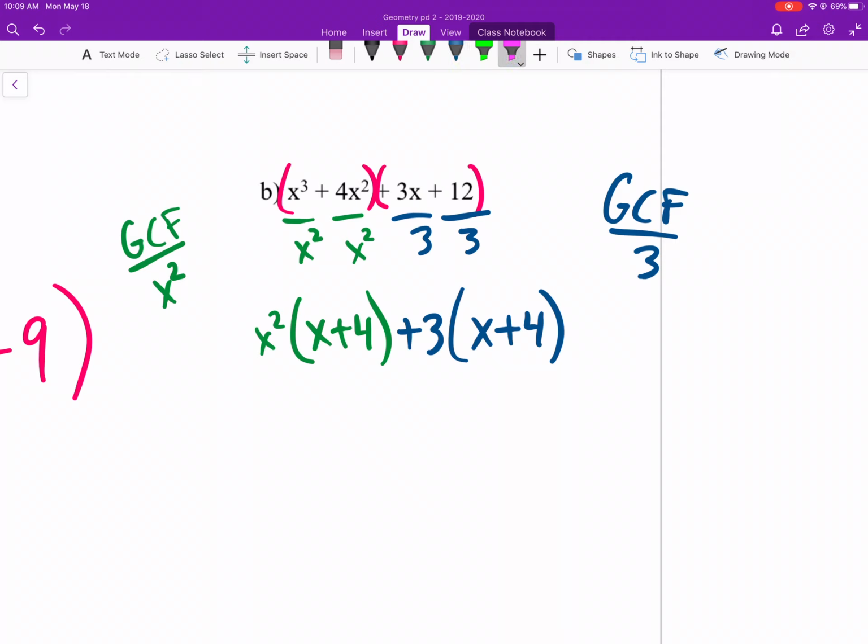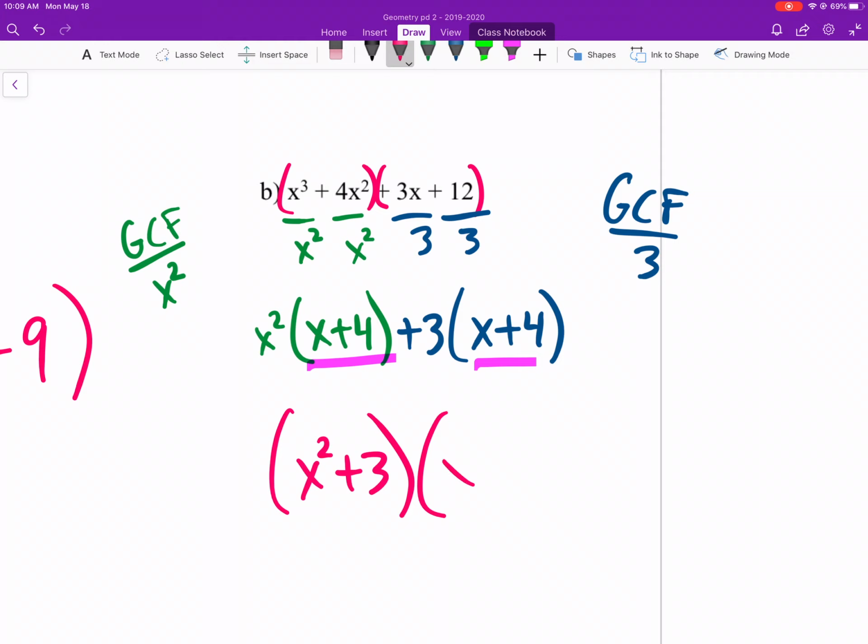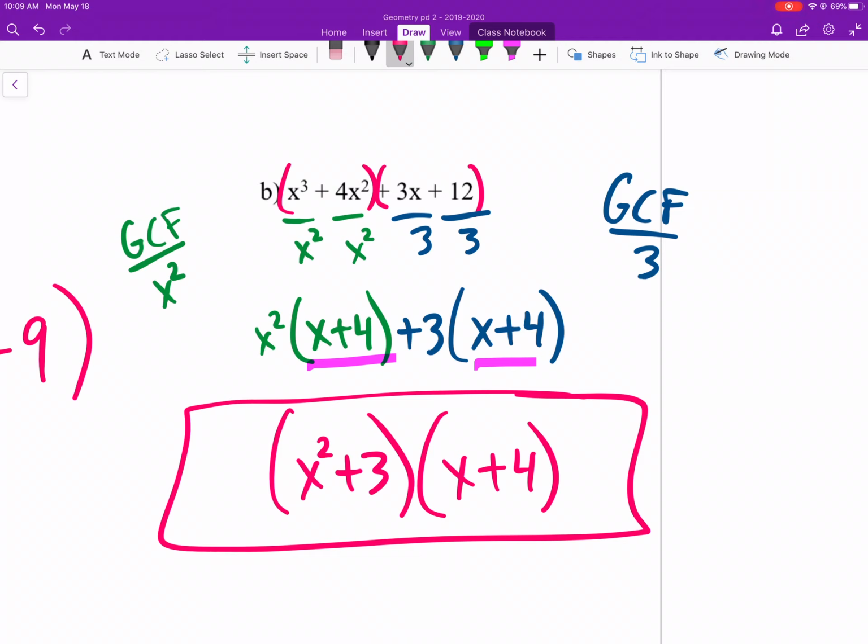All right, and you can see we have that common expression there. So one of your final sets of parentheses has the GCFs, x squared plus 3, and then the next one has that common expression of x plus 4. And now you're done. And you're done because nothing can get factored more. x squared plus 3: no GCF, no DOTS, no AM, right? AM and AC are only for trinomials. All right, so we're done.